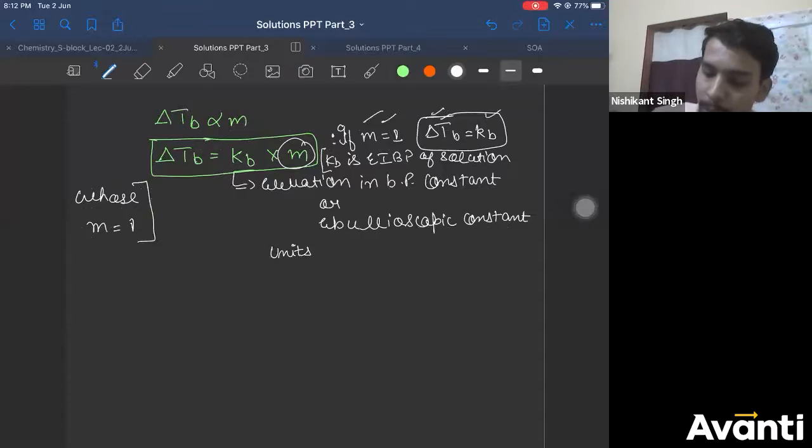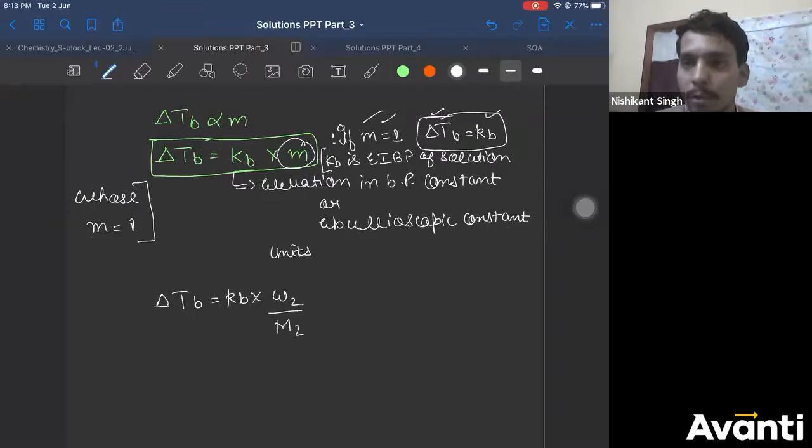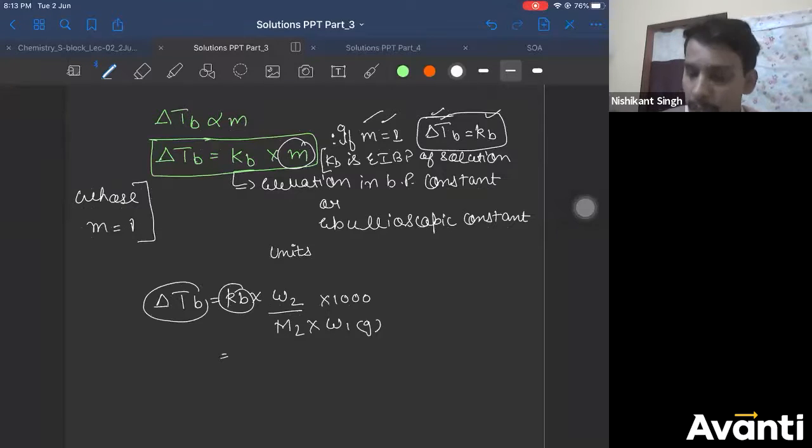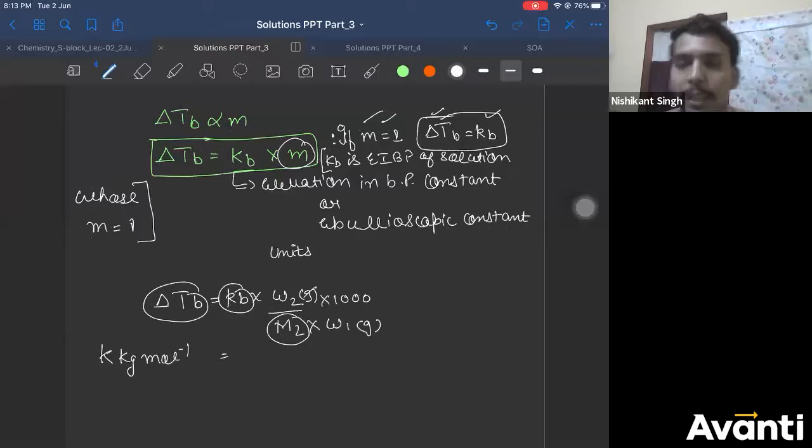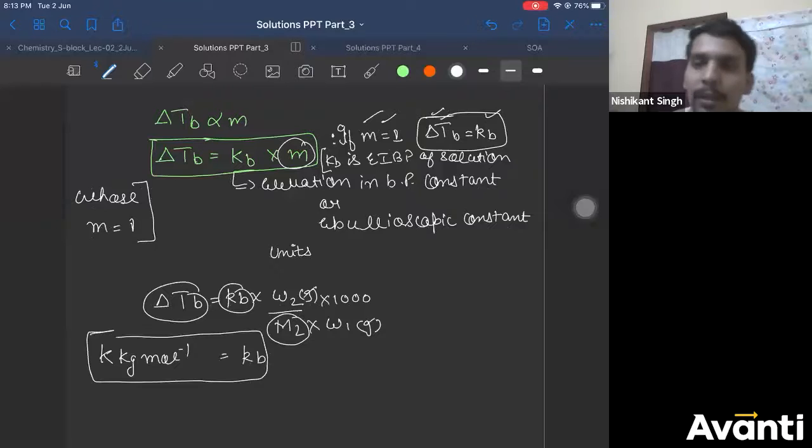Now coming to its units, we need to expand our formula. Delta TB is equal to Kb into molality of solution, all of us know. Weight of solute by molar mass of solute, that is number of moles of solute, into weight of solvent, if it is in gram, multiply it by 1000. This is the formula of molality. Now you can find the unit of Kb. Delta TB is a temperature difference. It will be in Kelvin, right? Molar mass will be in kilogram per mole, SI unit. Gram by gram will get cancelled. These two will be in gram, it will get cancelled. So unit of Kb is Kelvin kilogram mole inverse, right?